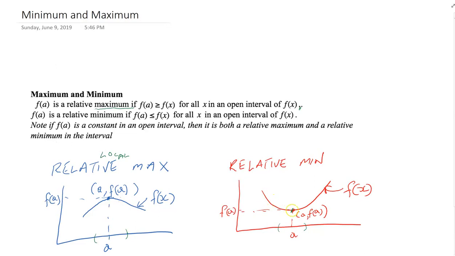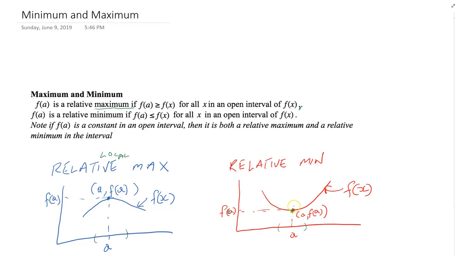All the f of x values are along this curve. So within this interval, this point is the lowest point. So all the other f of x values are higher. Let's say that. Then we have a relative minimum. Then f of a, so you're talking about the function value being the minimum value, right? Not the a value, but the function value is the minimum value. So you will say f of a is the minimum, right?